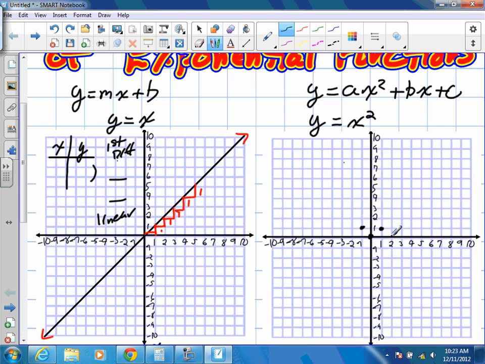Over 2, up how many? 4. Good, I'm glad you remember. Over 3? 9. Okay, so its rate of change is a little different compared to a linear function. Each time we go over 1, we go up 1, then up 4. Well, in this case it actually goes up 3 from the one before it. So think of it like going over 1, up 3. This one goes over 1 and goes up 5 from where it was before.